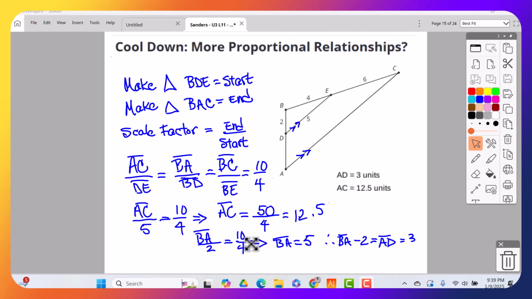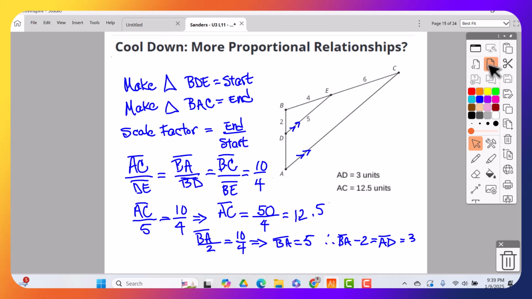So we can cross multiply. That's 20 divided by 4, which is equal to 5. So BA, all of this, is equal to 5. And to find AD, we just have to subtract this part, BD. Therefore, BA minus 2 is equal to line segment AD, and that's equal to 3. And that's how we did the first one.